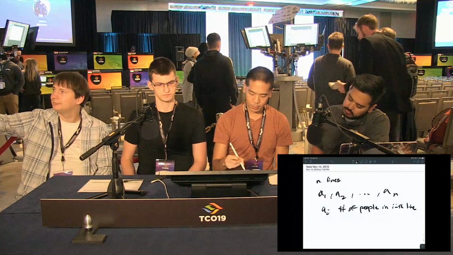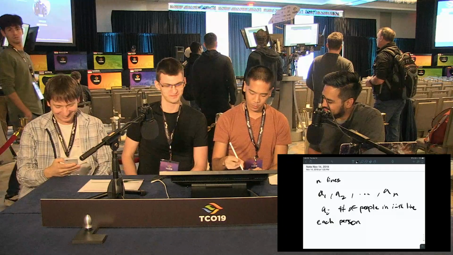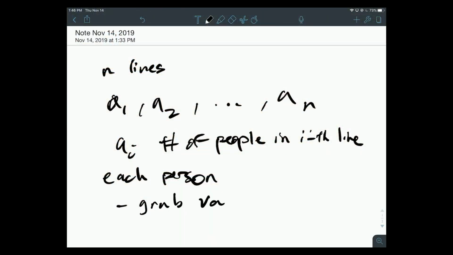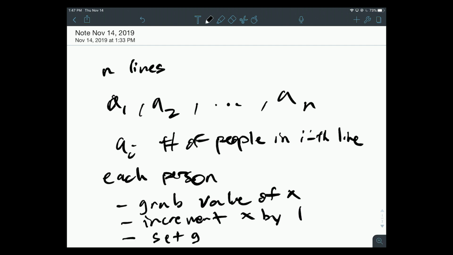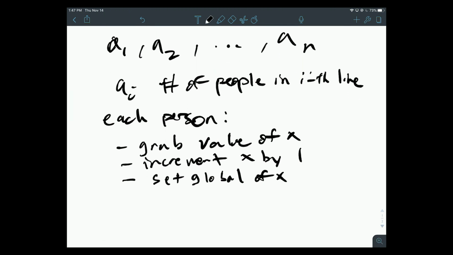So you can imagine for each person, there's one step to grab the value of x, increment x by 1, and then set the global value. Each person, you need to follow these 3 steps in this order exactly. So you have these people in line, and you want to see what's the minimum final value of x, given that you can rearrange the instructions across different lines, but within each line you must keep this order.